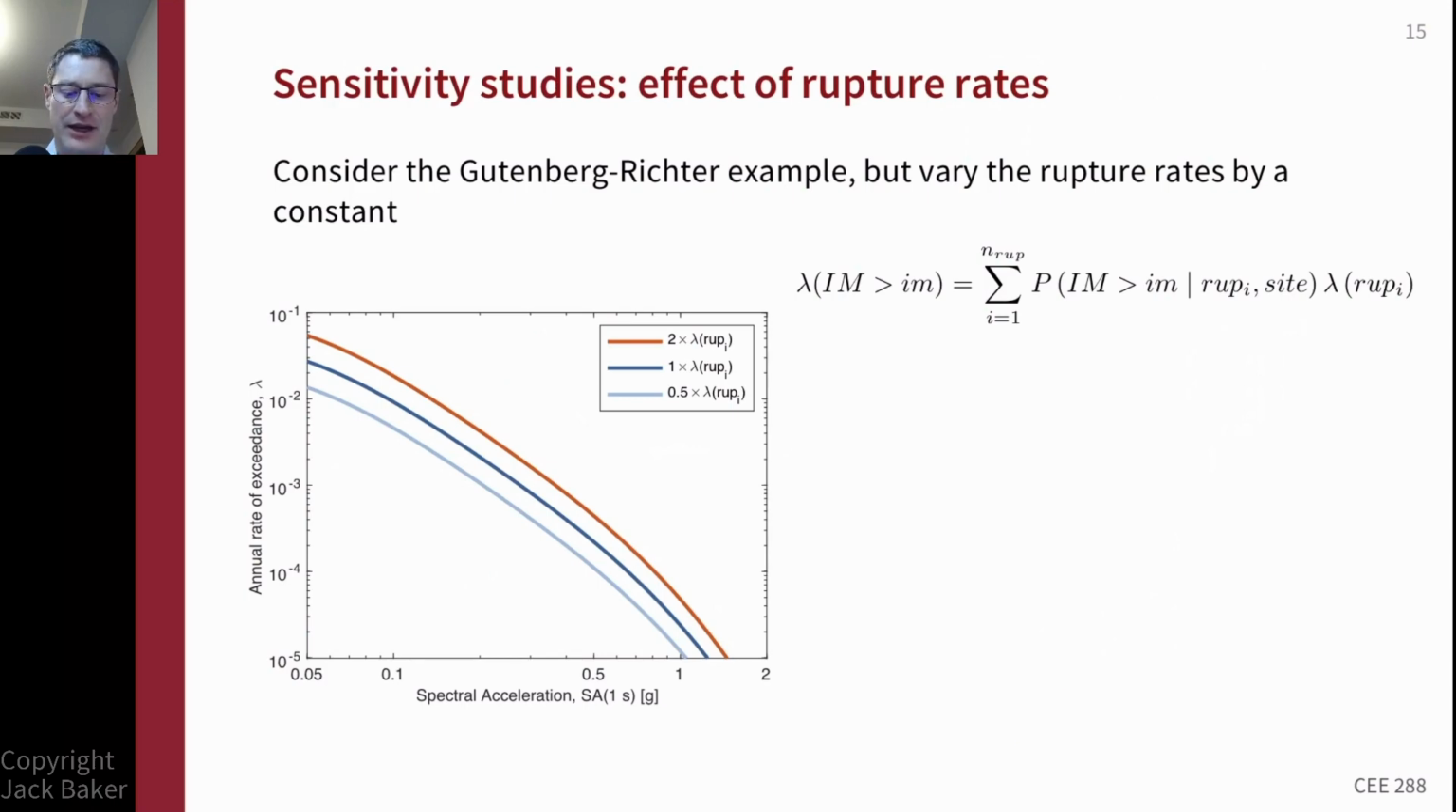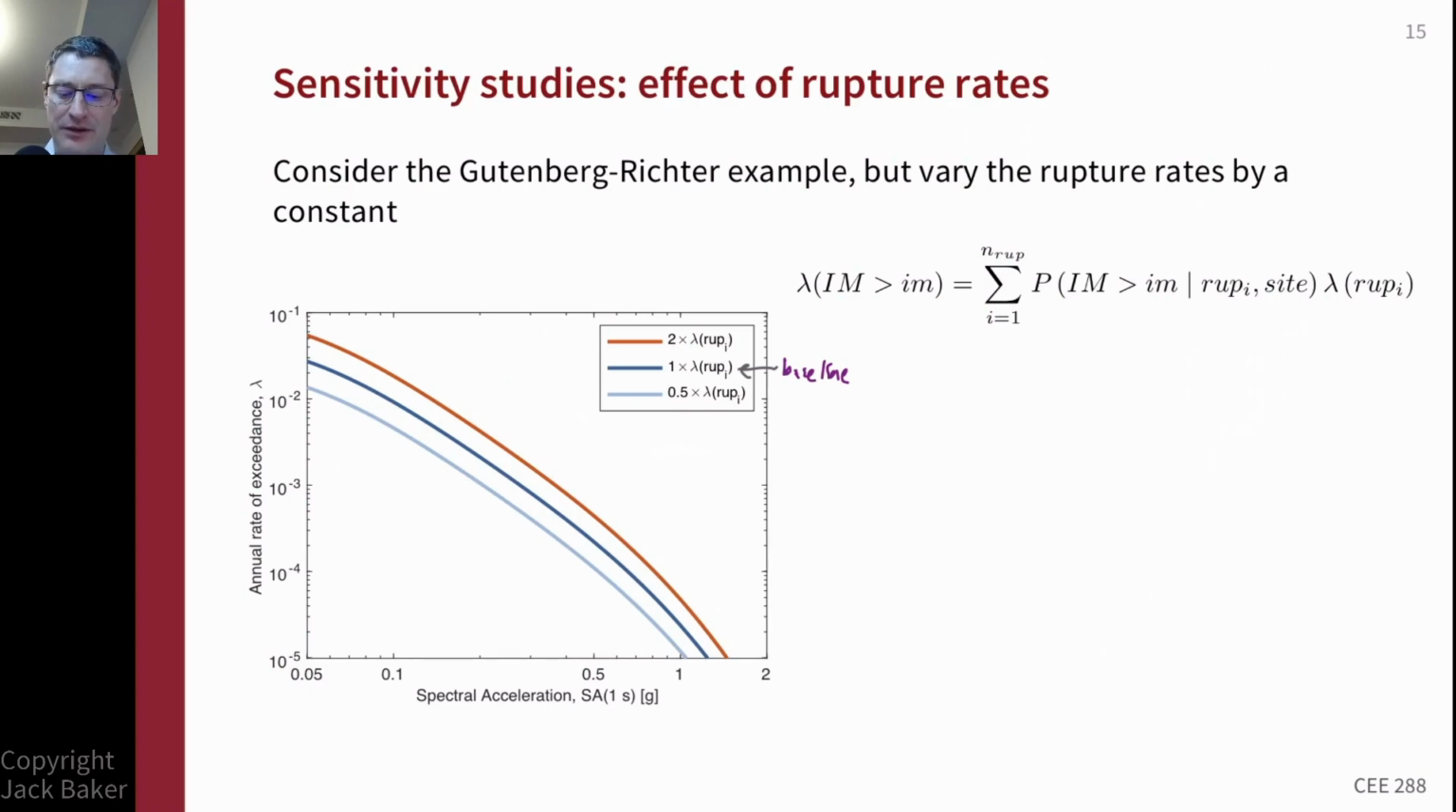In the first, as our baseline, we've got the dark blue line, which we're going to keep in the same spot always. In this case, we're varying the rupture rates by a constant. For the red line, all of the rupture rates get doubled, so all the earthquakes are twice as frequent. In the light blue line, all of the earthquake ruptures are half as frequent, multiplied by 0.5. And so that's the change.